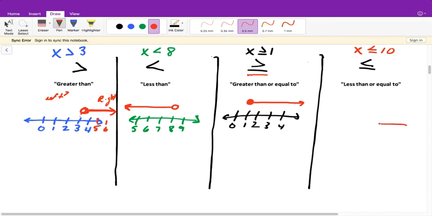Right? And then the next one, we have x is less than or equal to 10. So if I do 11, 10, 9, 8, and 7, and then here, since it's less than or equal to, it's not going to be an open circle like before, but it'll be closed. And then since it's less than, we're going to draw the line going to the left-hand side. All right, so that's the different ways that you can do this.